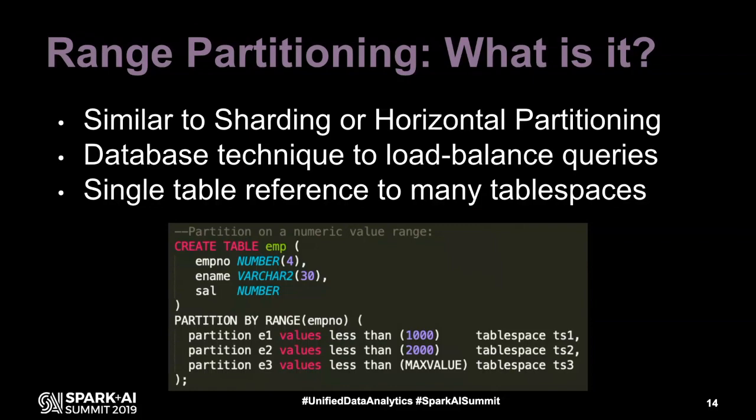So range partitioning is a database technique, and the way most databases will implement it, this one's pulled from Oracle, is they'll actually allow you to logically group multiple tables into a single table reference. And so here, this has been range partitioned on a particular column, and you specify which table contains which ranges of the values. This is very nice because it naturally load balances your queries, and you can distribute the data in a more uniform way and get consistent query performance over this table, even though the data may be skewed.